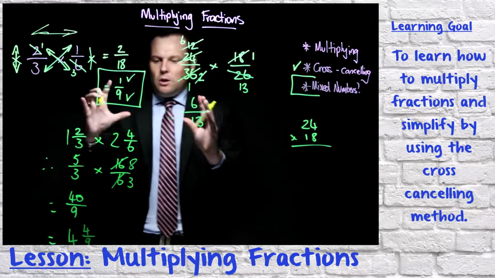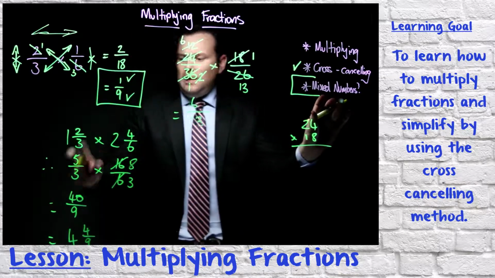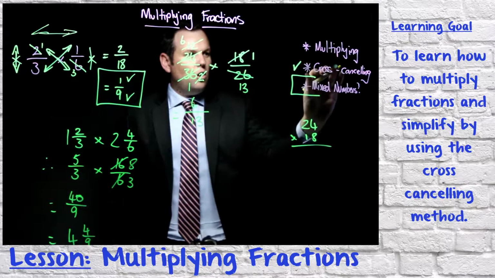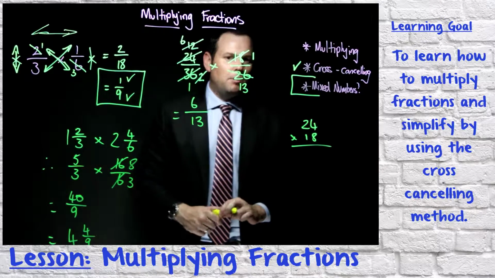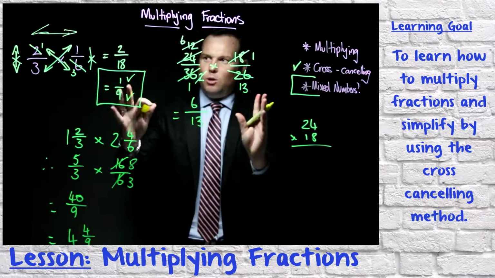So always turn your mixed numbers into improper fractions before you start, cross-cancel, and then you just multiply. Tops by tops, bottoms by bottoms. Happy days, multiply fractions.